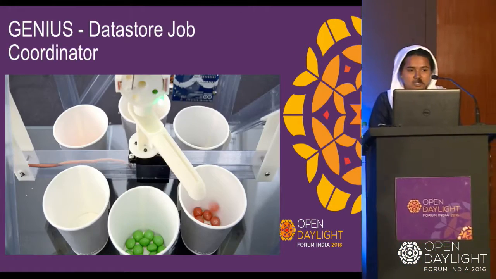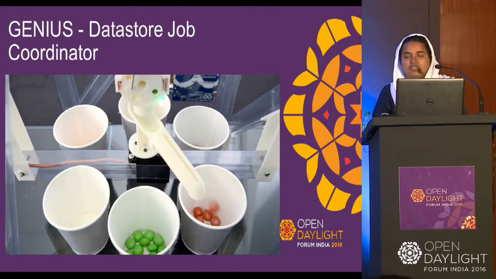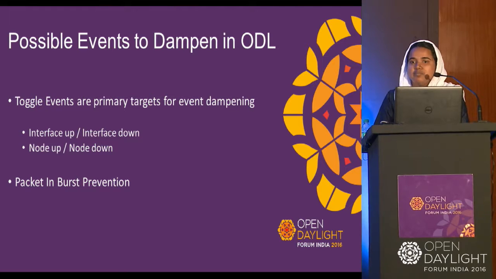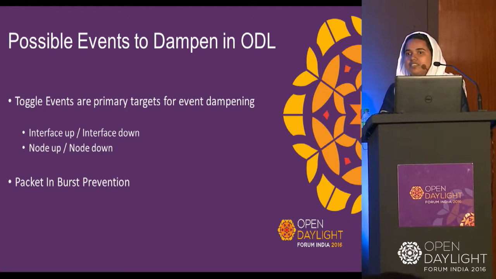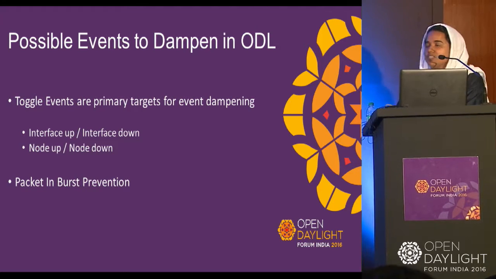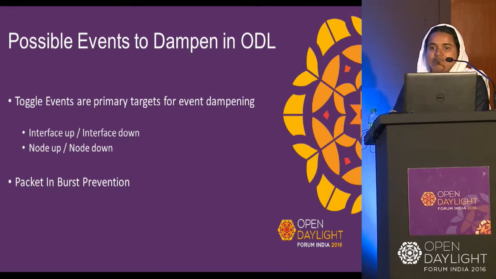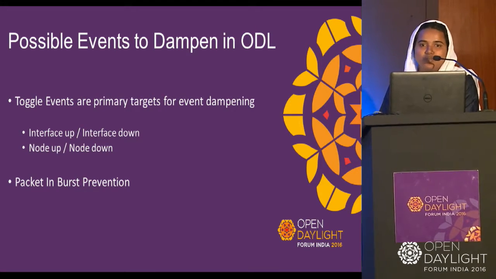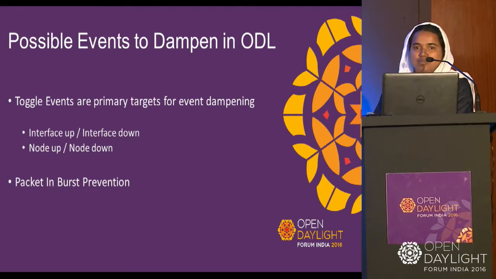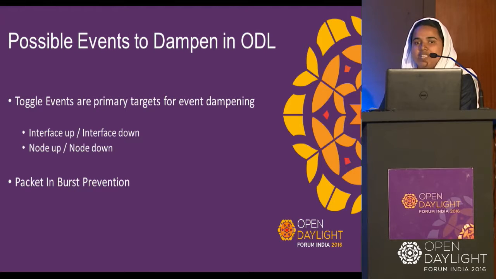Okay, one more thing I wanted to tell here actually. Coming to the thought process where we started with this event dampening framework, when we were testing our L2 VPN and L3 VPN on network VPN service, there were two, three major issues which we faced. One was this port flapping. We were unnecessarily processing all these events in all applications.